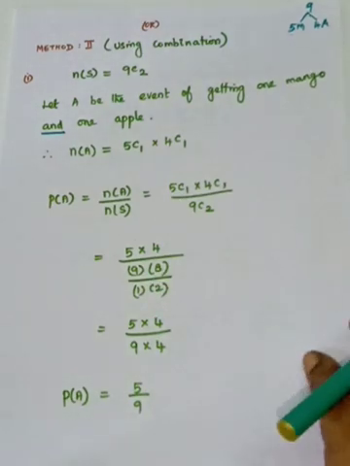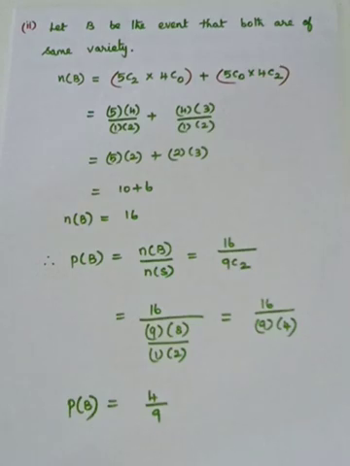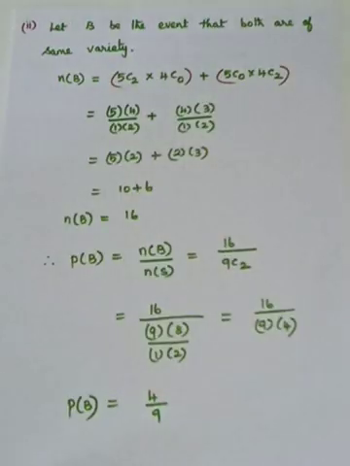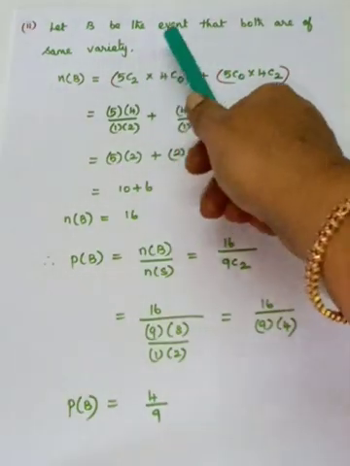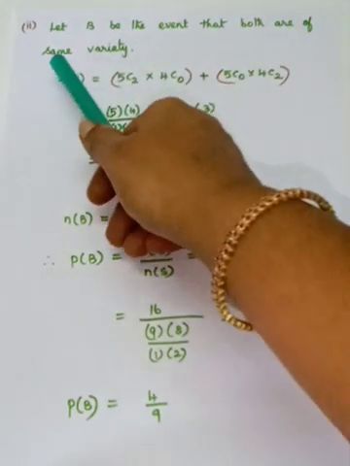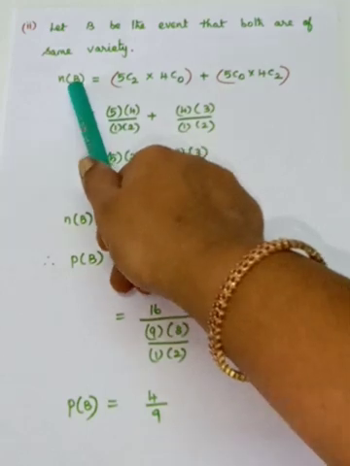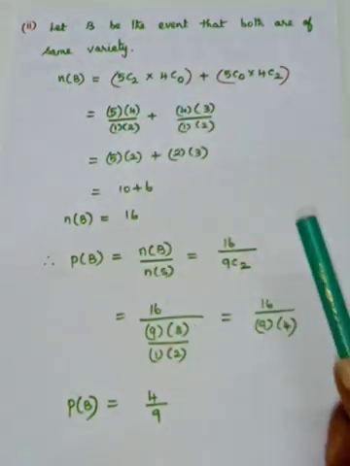Coming to the second case, what is the second subdivision? Both are of the same variety. So therefore, let B be the event that both fruits are of the same variety. So we have to find out n of B. Okay, it can be done in two cases.